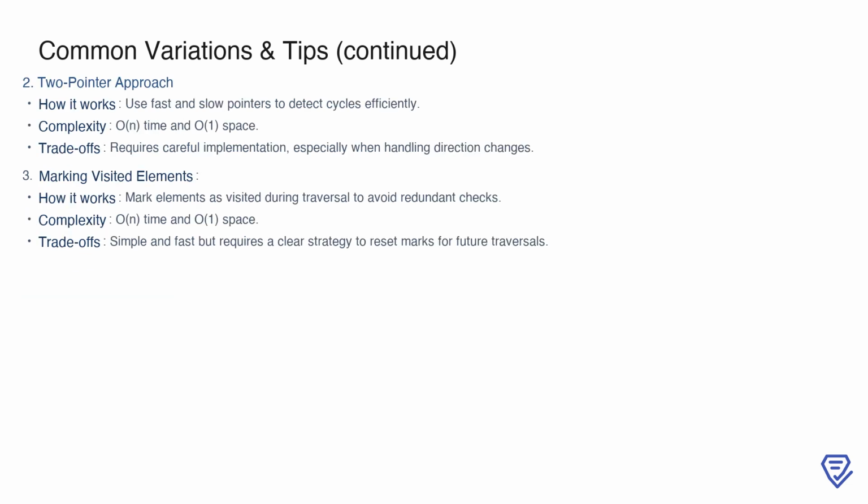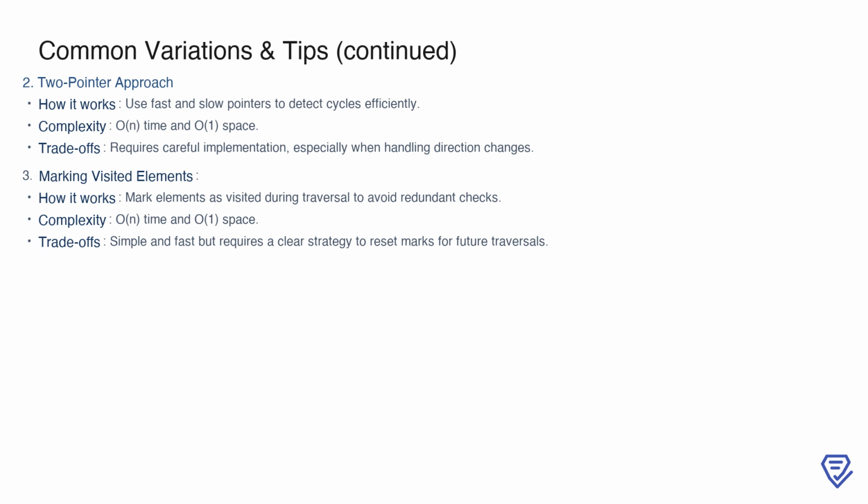A more efficient solution is the two-pointer approach, where you use fast and slow pointers to detect cycles. This method provides O(n) time complexity and uses constant space, making it optimal for this problem. However, it does require careful implementation, especially when ensuring direction consistency and handling changes in direction.